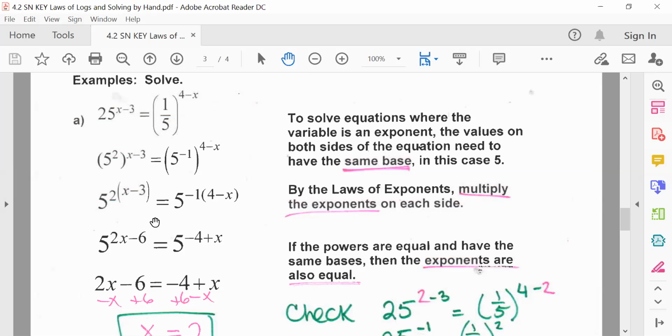Okay, now we have a power to a power on both sides. So when we have a power to a power, we multiply. So 5 to the power of 2 times x minus 3. On the other side, 5 to the power of negative 1 multiplied by 4 minus x. Okay, then multiply the exponents, distribute. So 2x minus 6 and negative 4 plus x.